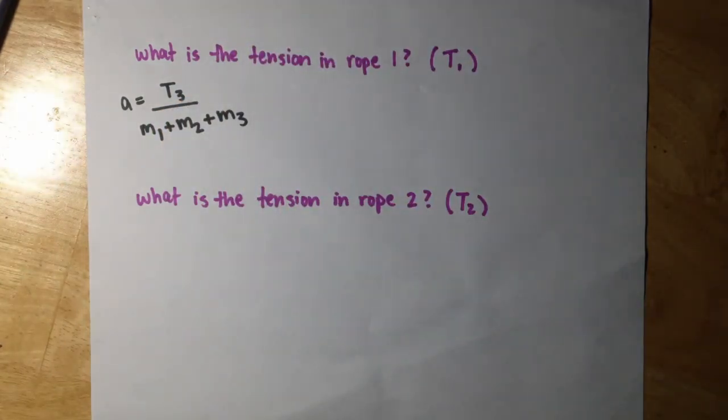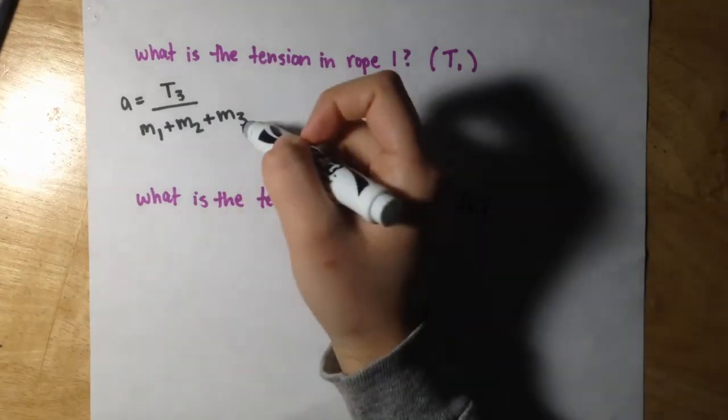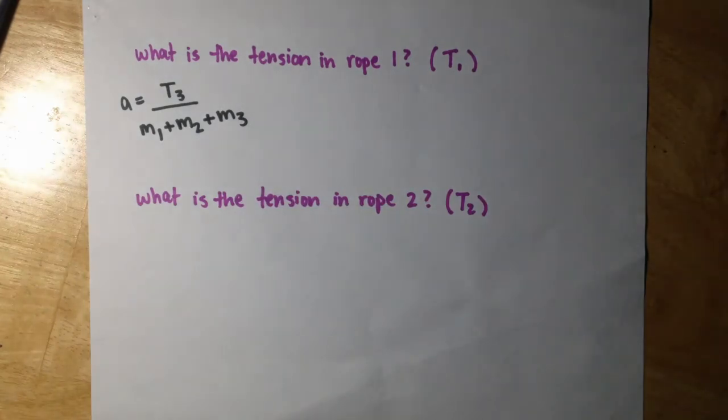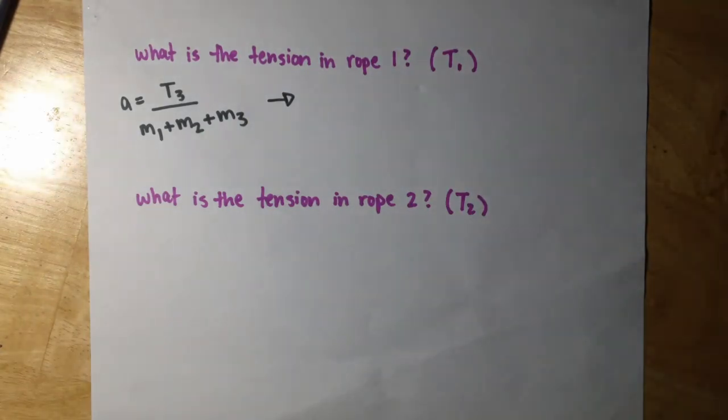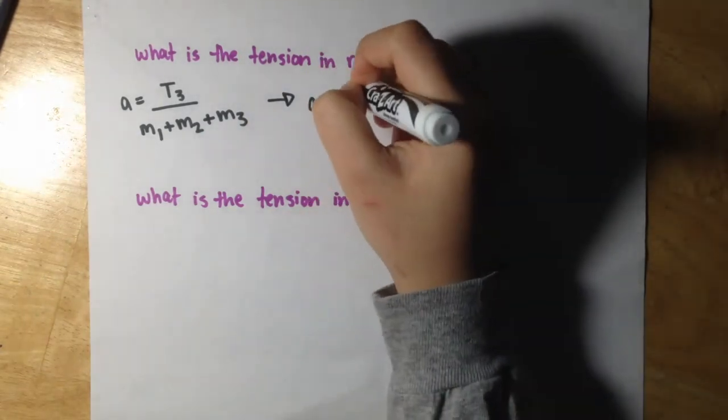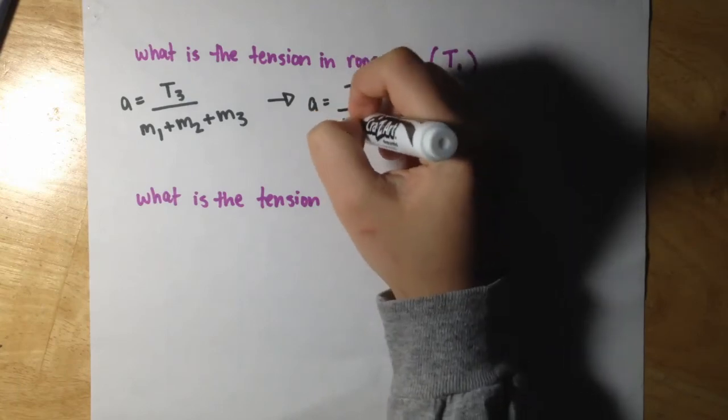So in this problem we're not solving for T3, we're solving for T1. So we can substitute T3 for T1, and we can also take out M2 and M3 because the first rope only pulls mass 1. It doesn't pull mass 2 and mass 3. So we only have to write which mass it's pulling. So we can rewrite this equation. The acceleration equals T1 divided by M1.